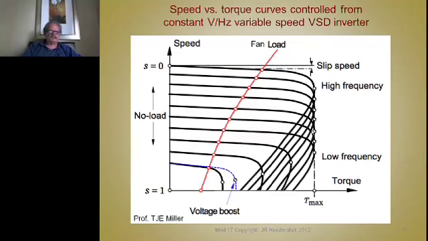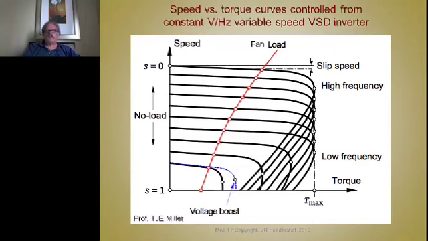Here's our familiar plot of the speed versus torque curve and the fan load. We've gone over this before. You can have a very simple inverter, an open loop inverter, that controls the ratio between voltage and frequency. And therefore you don't need any feedback device. You don't need any tachometer on the rotor to measure the speed.